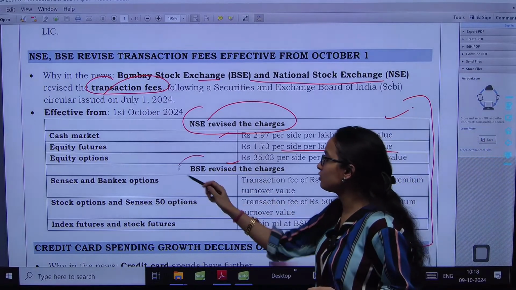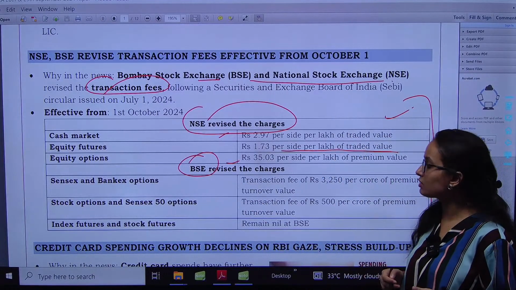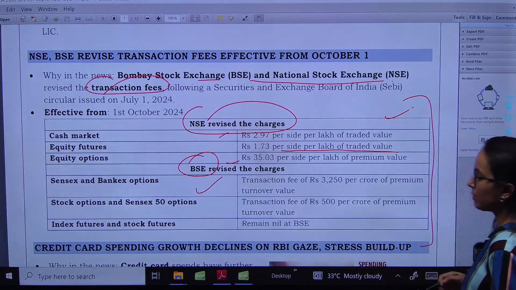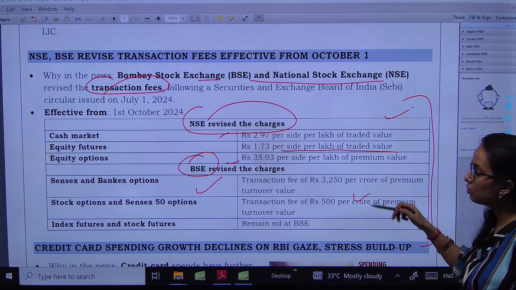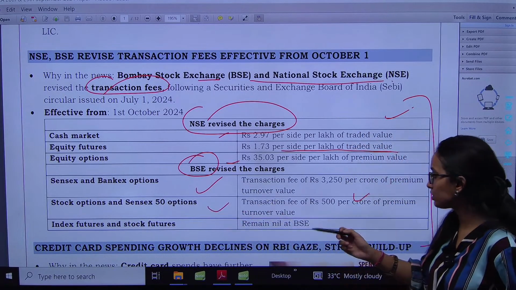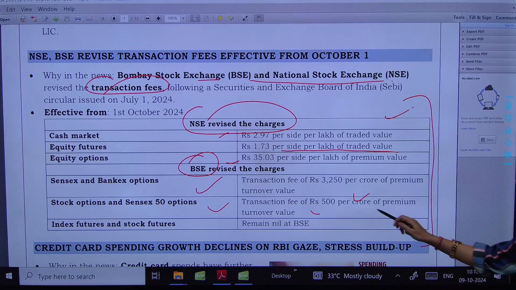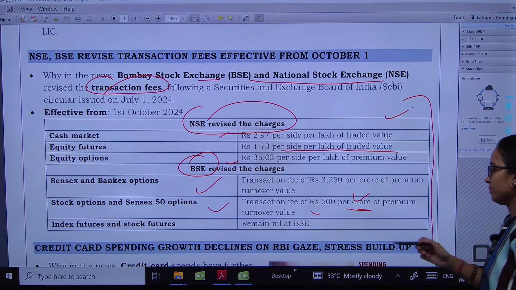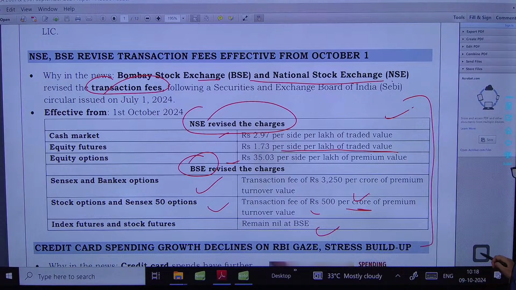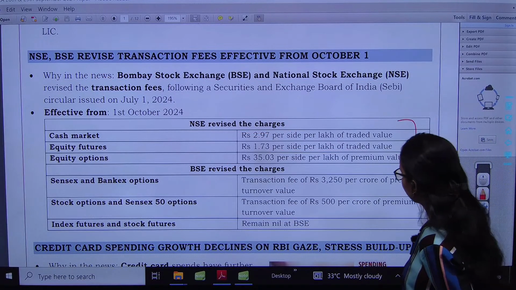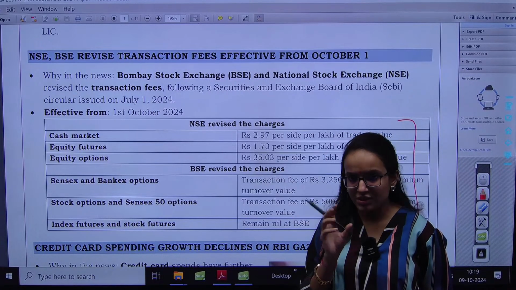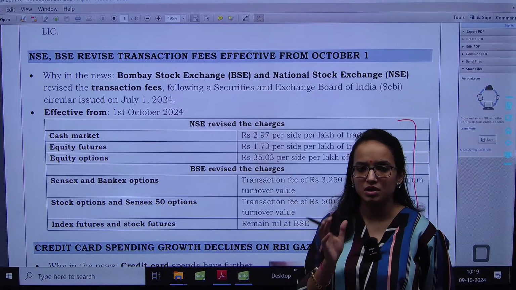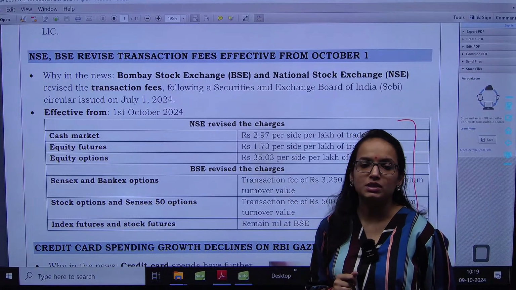Next is as per the BSE norms. So, BSE has revised the charges as well. So, in the Sensex and Bankex options, transaction fee of rupees 3,250 per crore of premium turnover value. Then you have stock options and Sensex 50 options, transaction fee of rupees 500 per crore of premium turnover value. And then index futures and stock futures, it remains nil at BSE. You don't have to remember these charges as it is, but you just have to remember what change has been done. So these transaction values have been revised by NSE and BSE respectively.